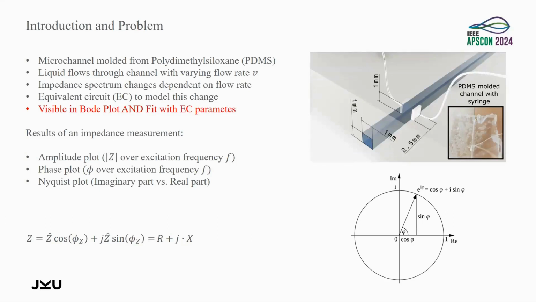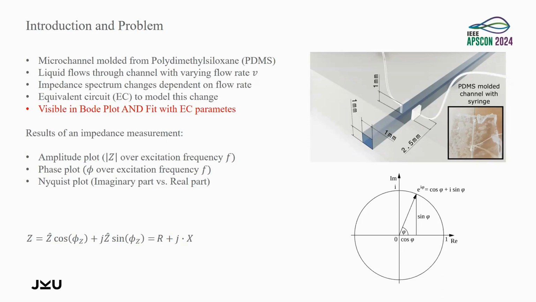So here's a small introduction. This is only a schematic of the microchannel with the impedance electrodes on the left and the right-hand side, the white ones. In this inset, you see a little bad picture of the real microchannel. My microchannel is molded from polydimethylsiloxane, short PDMS, and the liquid flows through the channel with a varying flow rate V. And what we see is that if we take an impedance spectrum in a certain frequency range, the impedance spectrum changes dependent on the flow rate. And we want to model the equivalent circuit of this microchannel, and this change with different flow rates is visible in both the Bode plot, so Bode plot is amplitude plot, Nyquist plot, and phase plot, and also the fit with the equivalent circuit parameters.